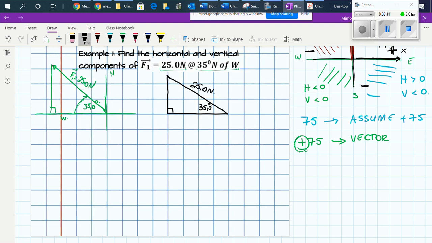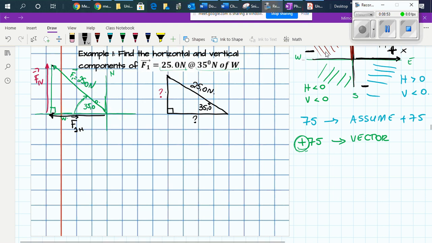So now, this being the horizontal component of this vector, so F1 horizontal, and this being the vertical component of this vector, so F1 vertical. Are we able to find the horizontal and the vertical component of this vector? Meaning, are we able to find the opposite and the adjacent of the 35-degree angle? Answer me, please.